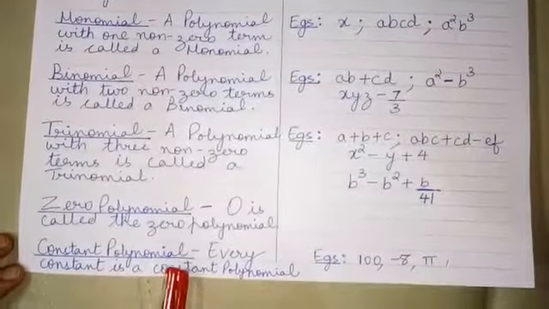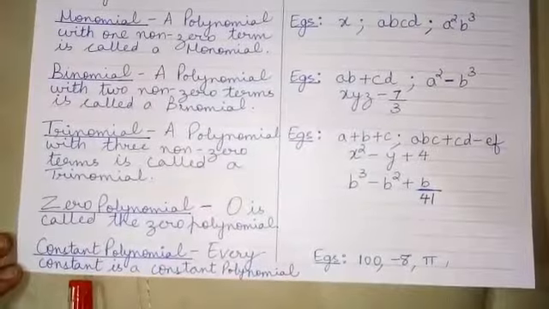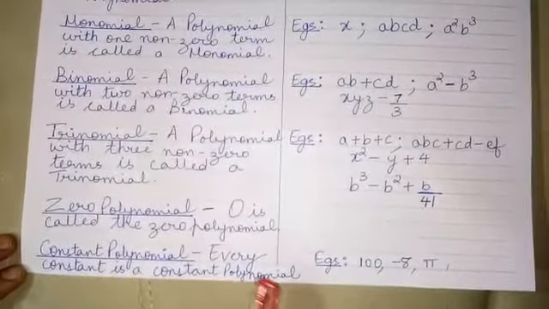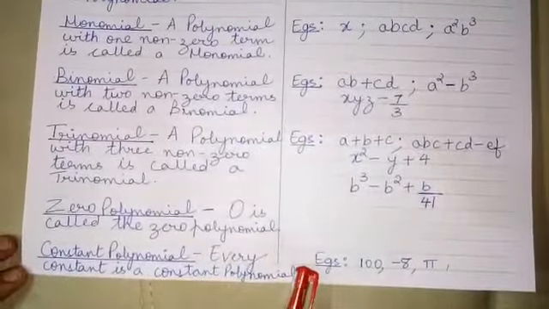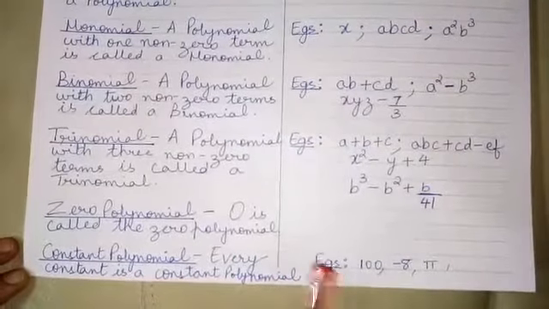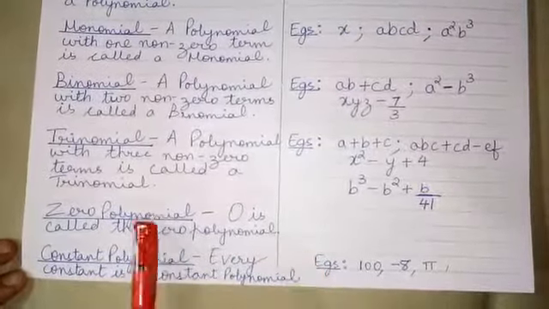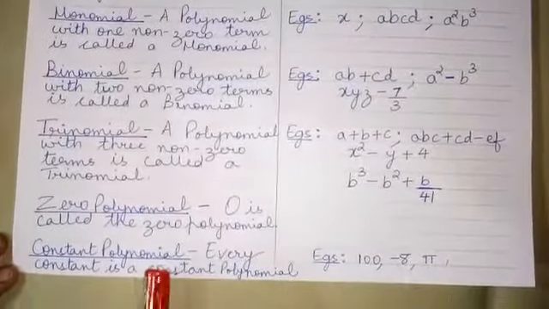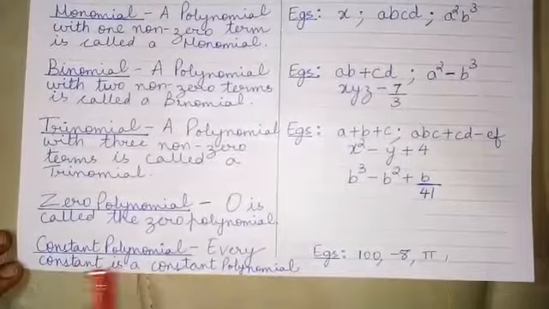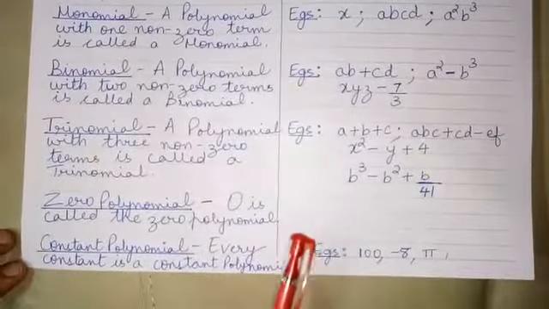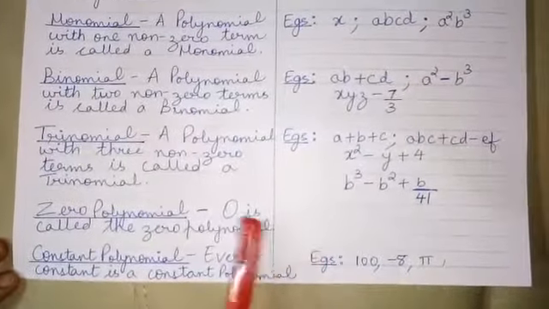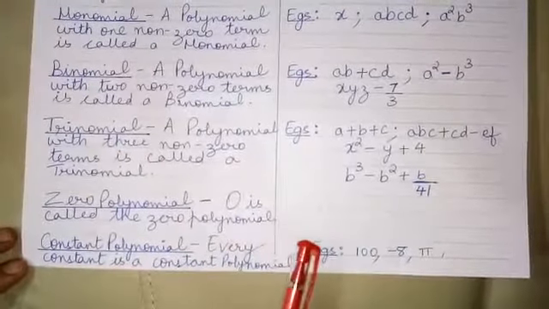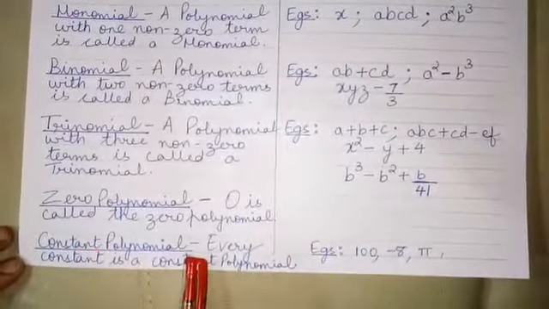Constant polynomial. Every constant is called a constant polynomial. That is, every number other than 0, because 0 is a zero polynomial. So every number other than 0 is a constant polynomial. Every constant is a constant polynomial other than 0, because 0 has a special term. 0 is a zero polynomial. So numbers other than 0 are constant polynomials.